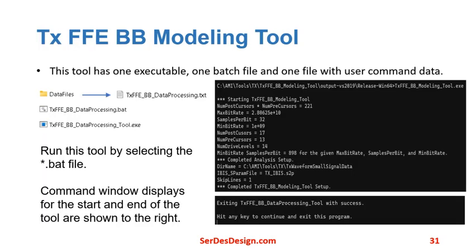The Transmit FFE baseband modeling tool has 1 executable, 1 batch file, and 1 file with user commands. Run this tool by selecting the batch file. The command window displays for the start and end of the tool are shown to the right. It shows the modeling process as it proceeds through each modeling process step.